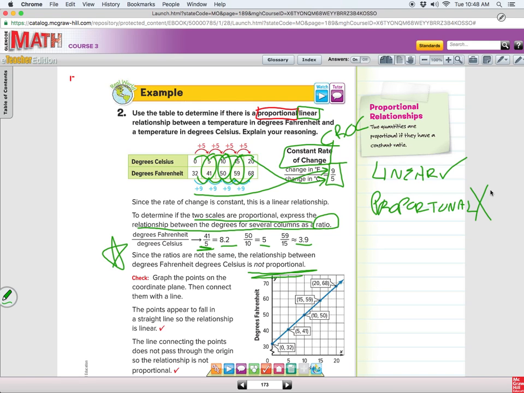So if we were to graph these, which are done right here, it's a straight line. And we also know that it is not proportional because it's not going through our super special origin spot. That's another easy way to tell if it's proportional or not.